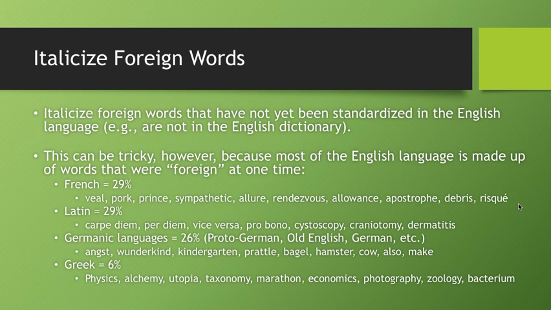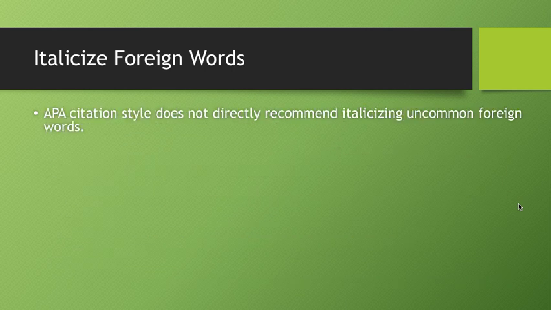And so you can see that we've got all these words from other languages. Almost 90% of our words are from all these other languages, and then the rest are from other languages as well. So would you italicize all of them? Then almost every sentence, because it has a word that was foreign in origin, would have almost every word italicized. So it's like, where do you draw the line, and what's the purpose of drawing the line, right? So APA citation, if you're following that style, does not directly recommend italicizing uncommon or unrecognized foreign words. So you can choose not to.